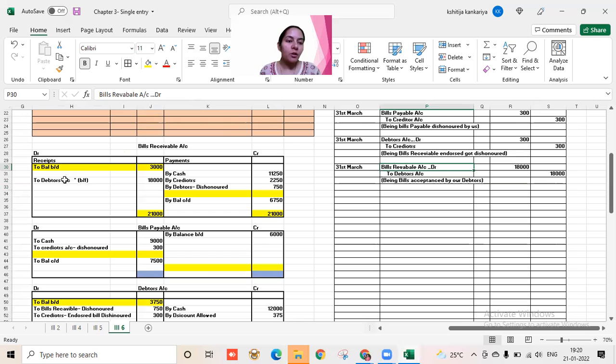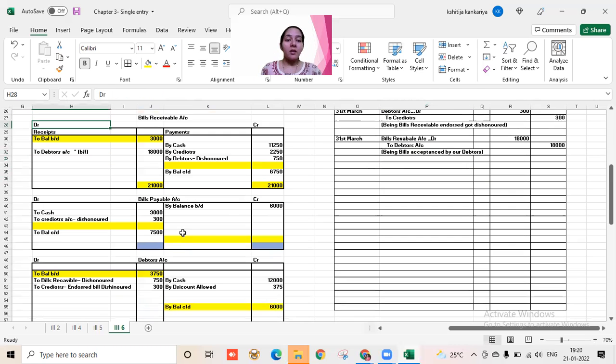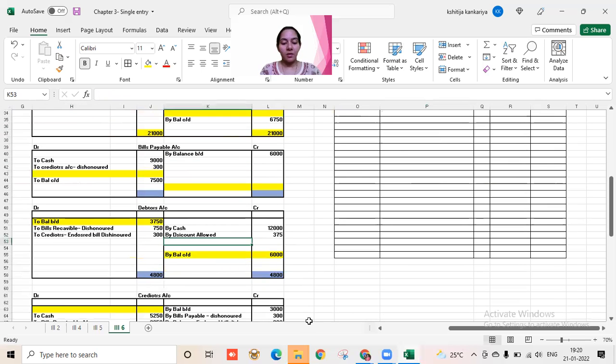What is the second impact of this? Bills receivable is getting debited. Debtors account will be credited. So come to the debtors account credit side, by bills receivable account. Amount is 18,000. This has come from that balancing figure. Okay. Now look at your debtors account. Just try to analyze which side is more of the debtors. Look at the debit side.